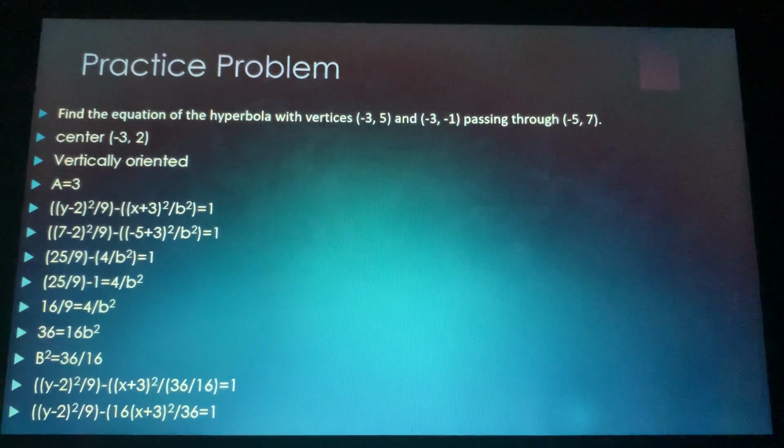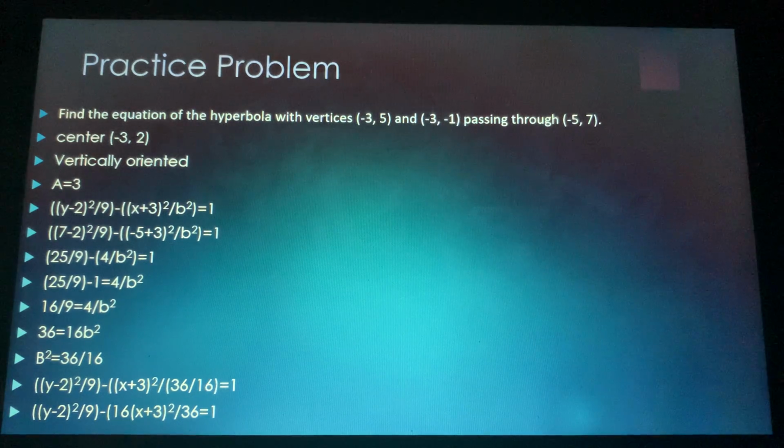So we see that what changes here, the y value changes between the vertices. So we know it's vertically oriented, because whichever way it changes, y is vertical. And we see that the center is (−3, 2). The distance from that to the vertices is 3, so a is 3. So right now we have (y − 2) squared over 9 minus (x + 3) squared over b squared equals 1.